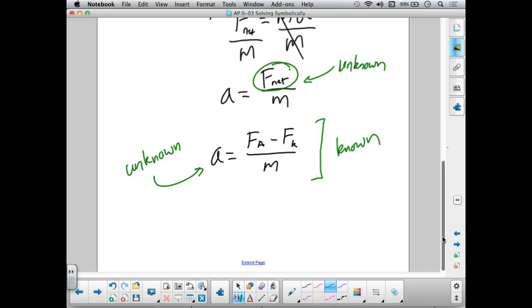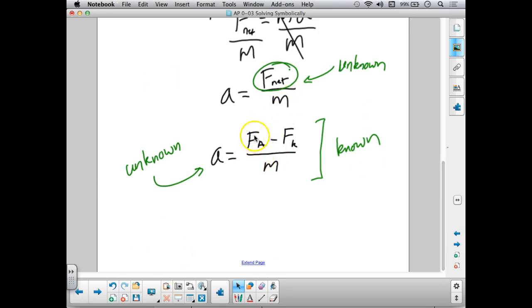So I'm not quite done yet. I want to put everything in terms of knowns only. And now that I have everything in terms of knowns, I can stop here and pause before I plug in some values and just ask myself, what does this even mean?